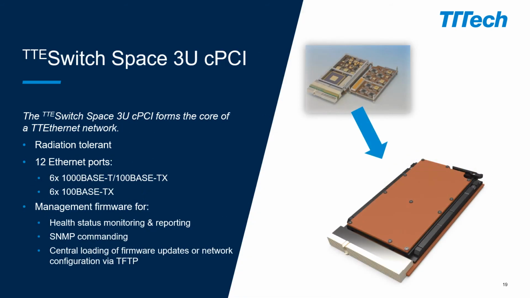The TT switch space 3U compact PCI is based on the same card and has an additional mezzanine card for additional Ethernet ports. So it offers in total 6 1000BASE-T and 6 100BASE-TX ports. Again, it includes management firmware and is the central device for loading firmware updates on the network.